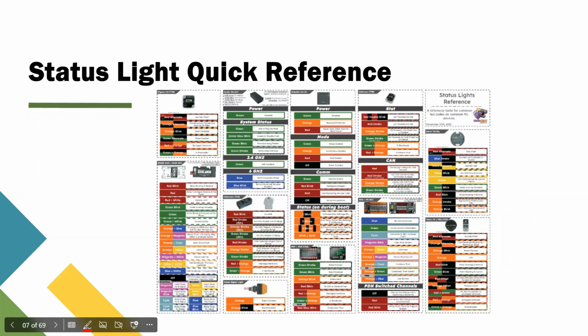The last thing I want to talk about in this video is status lights. On your motor controllers, or any electrical component on your robot, there are lights, and they actually do mean something. I recommend looking at them. This image isn't the greatest, but you can find this by searching up status light references in FRC.